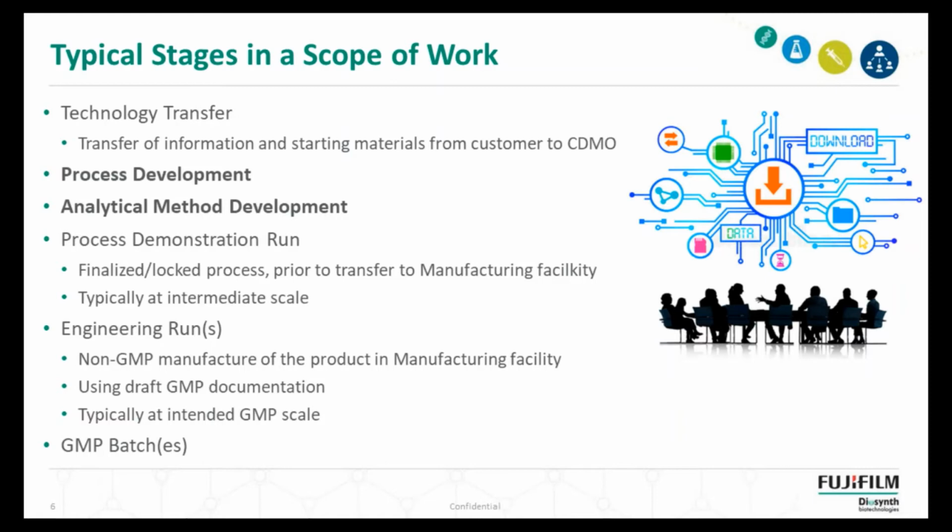Almost always that process development stage will then be rounded off with what in the industry is often called a demonstration run or a process demonstration run, where the process is then finalized and locked prior to transfer to manufacturing. Typically, it's performed at an intermediate scale, and then that might be followed by subsequent engineering runs, which might be more normally performed at the intended GMP scale, but they will be in a non-GMP context. So in other words, they might be using draft documentation rather than finalized documentation.